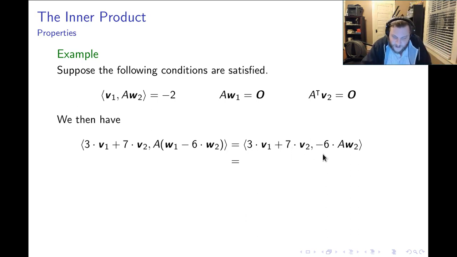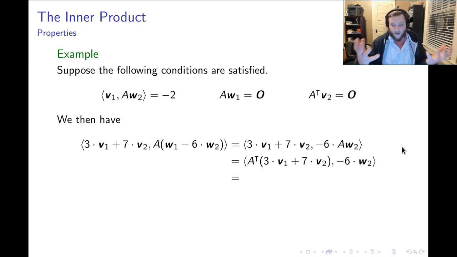And now I'm staring at this expression and I realize there's an A on the right hand side. So there's an A inside of my inner product. And remember, the adjoint formula says a matrix can bounce around in an inner product, but every time you move it from one side to the other, you have to take a transpose. So let's go ahead and do that. Let's move A from the right side of this inner product to the left side. But when we do that, again, we have to transpose. So now I'm looking at A transpose multiplied by the quantity 3 times v1 plus 7 times v2.